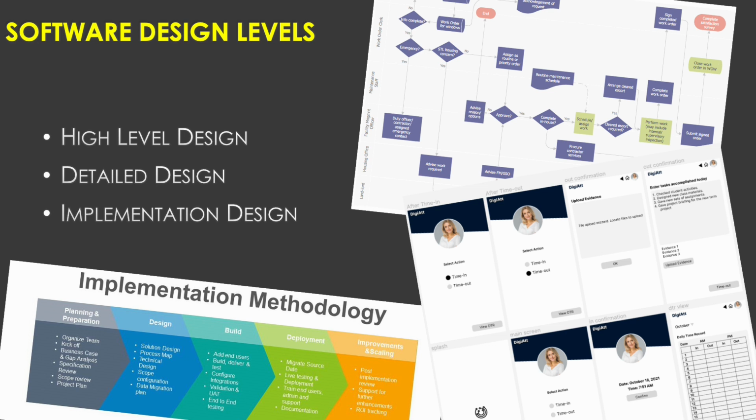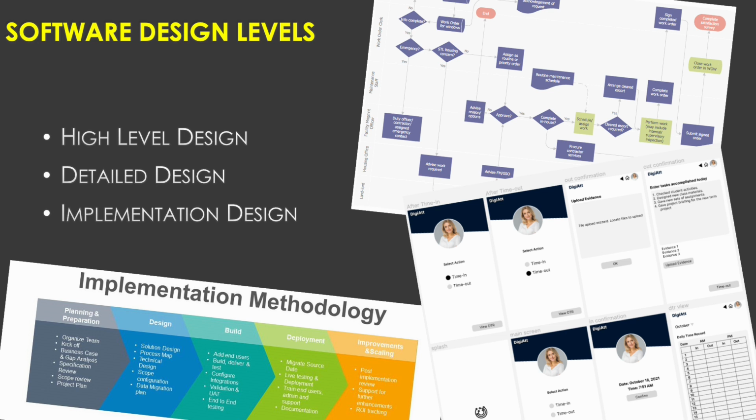Implementation design. This is the final stage of software design, where the software is actually built. Implementation design involves writing the code for the software components and integrating them into a complete system. This level of design requires an understanding of programming languages, software development tools, and other technical skills.